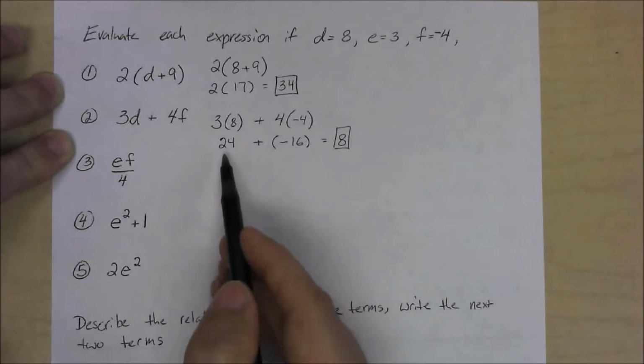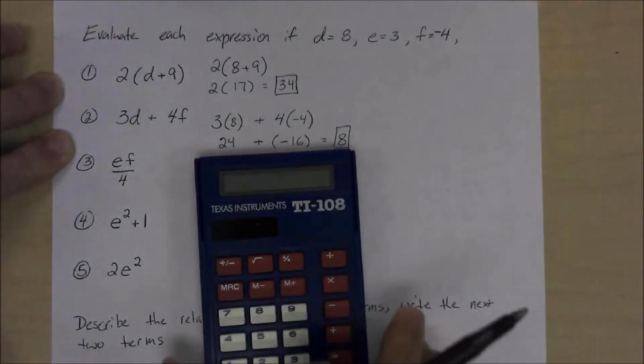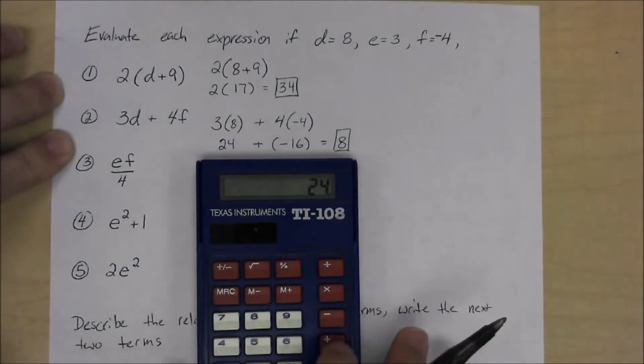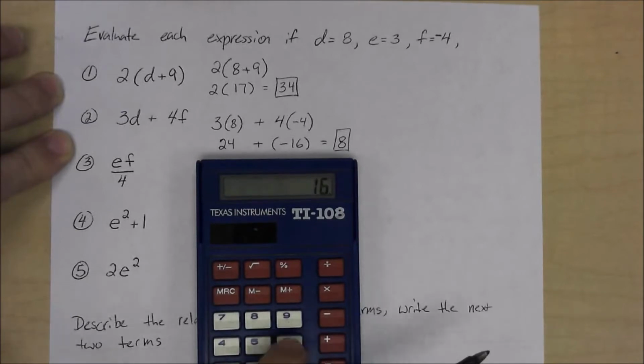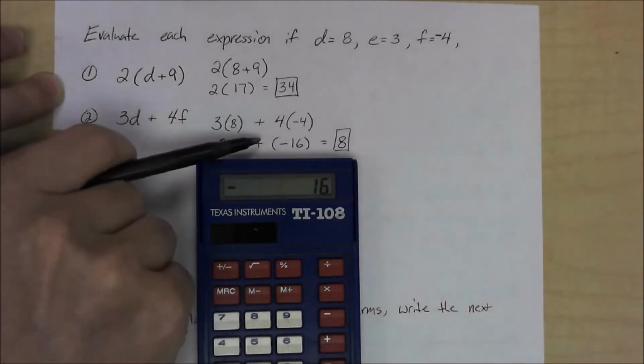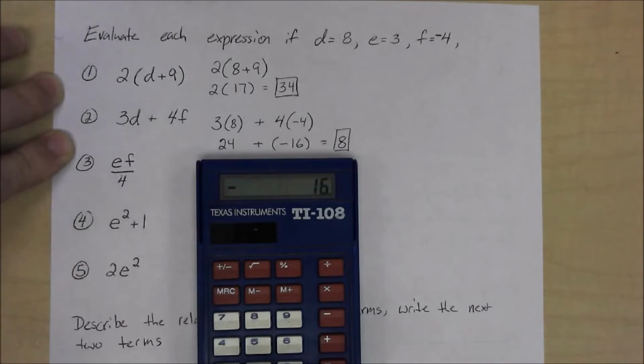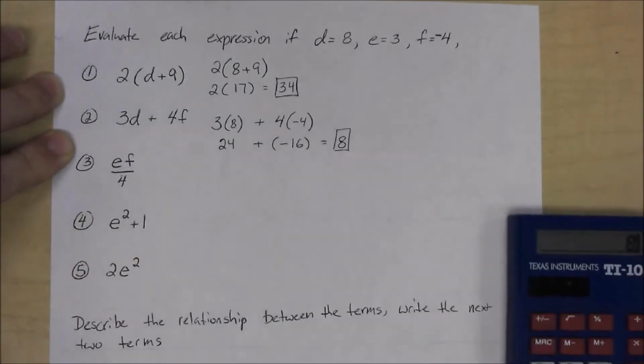If you wanted to type this in your calculator, remember you type in 24 plus 16 and make that 16 negative because it's negative there. Check for that negative sign, equals 8.